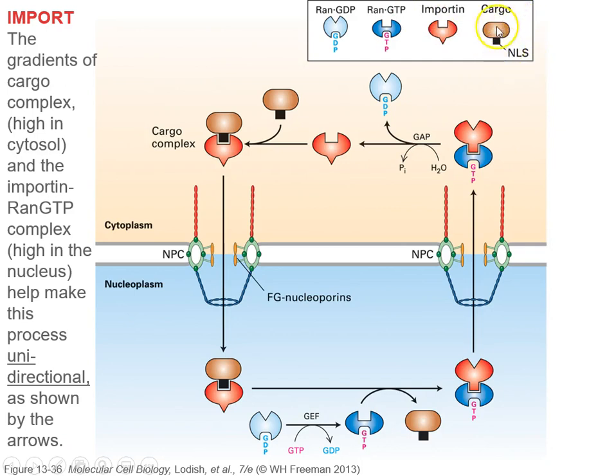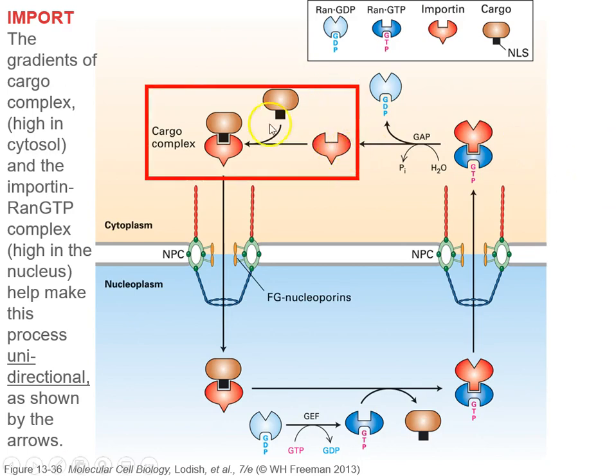This is labeled as cargo. This is a protein that has an NLS, or nuclear localization signal, attached to it, so it is meant to be inside the nucleus. This figure shows how that happens. We're going to start here. Here is our protein, our cargo, with its nuclear localization signal, and it is going to bind to importin. Importin is located in the cytosol. Now this cargo complex goes across.